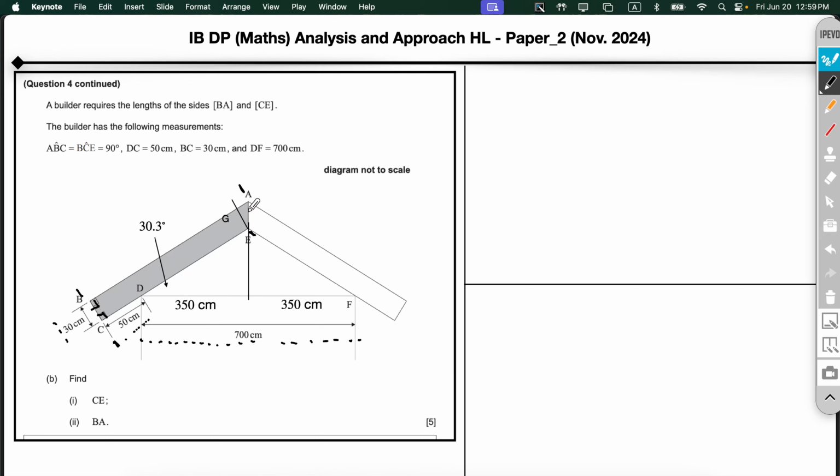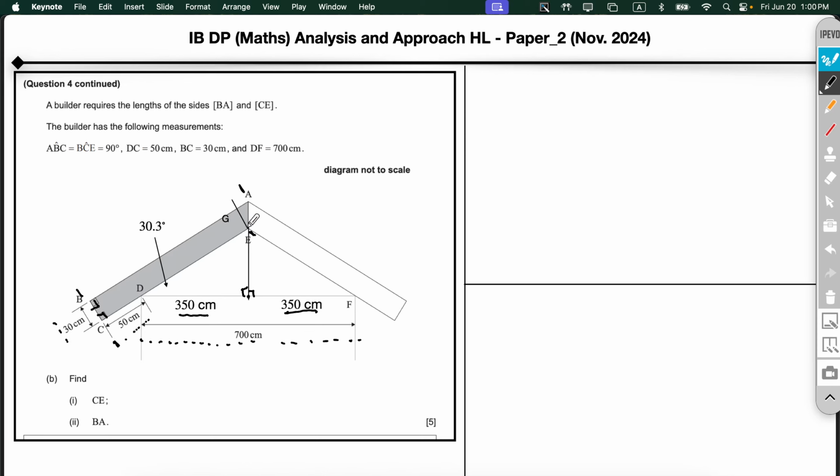So firstly, if you draw a perpendicular just extending AE, we know that the roof is symmetric across the vertical line. So when it touches DF at this point, the perpendicular line divides the length into two equal parts, each of 350 centimeters length.